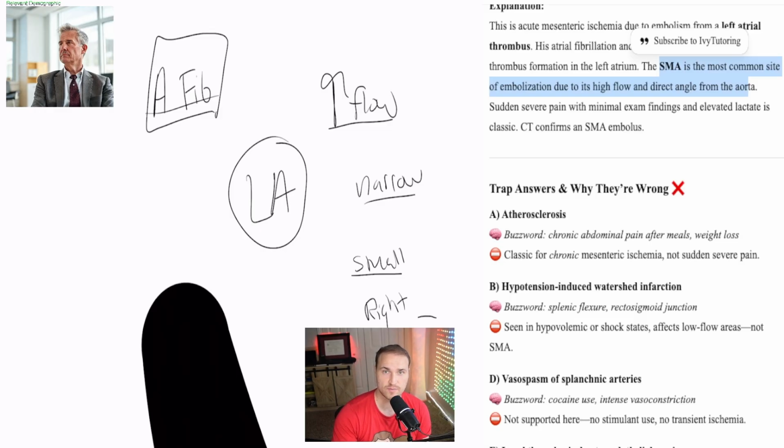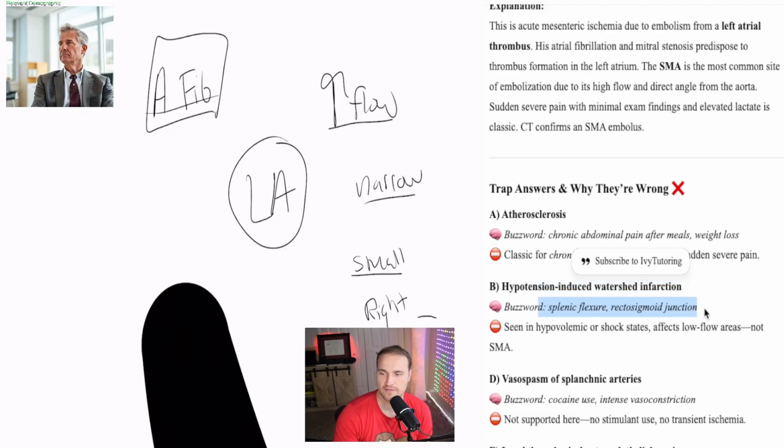It's sudden abdominal pain that is out of proportion to the exam. This is severe. In the question stem, we had severe pain, so it's not it. Hypotension-induced watershed infarction. That affects the splenic flexure and the rectosigmoidal junction. That's seen in shock states affecting the low flow areas, not the SMA. They could also ask about hemorrhaging. Well, that would lead to hypoperfusion and non-occlusive ischemia. So that's in the watershed areas like B.